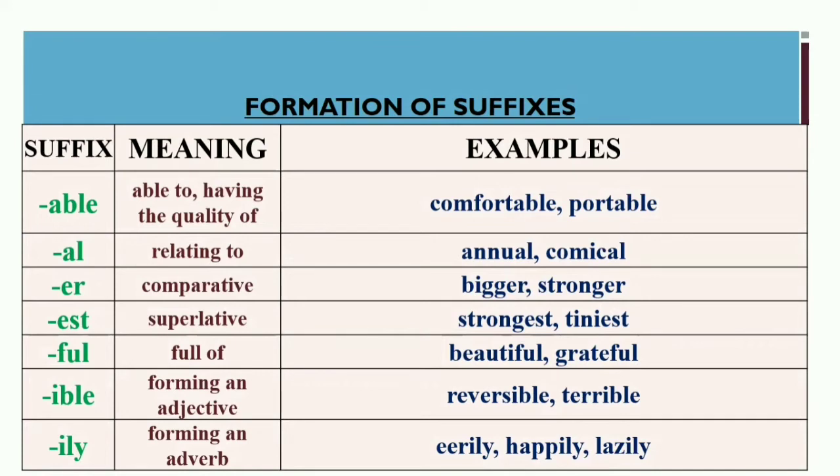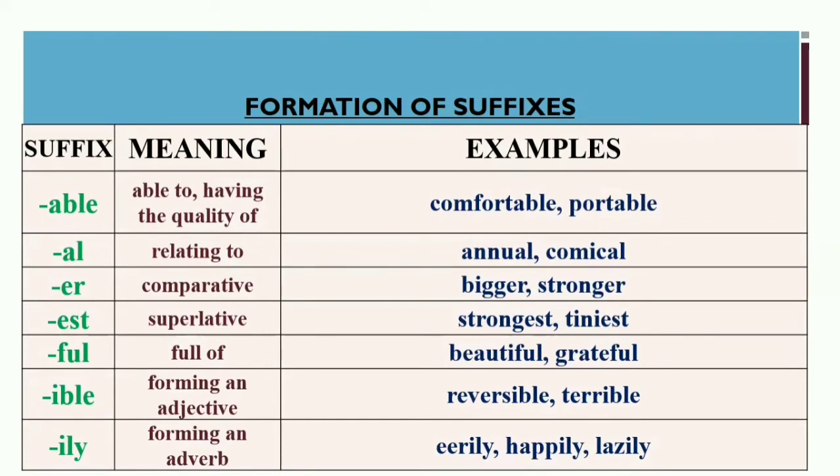Then est, in case of superlative degree, we can use this suffix. Strongest, tiniest. We can make this type of new words using this type of suffix. Then full, that means full of. So here are the new words, that is beautiful, grateful. So using this suffix full, you can make this type of new words.